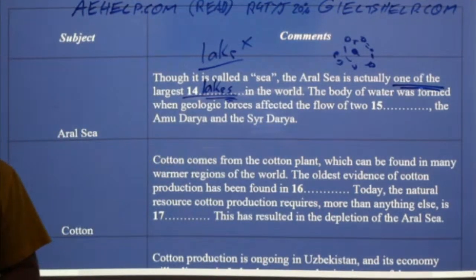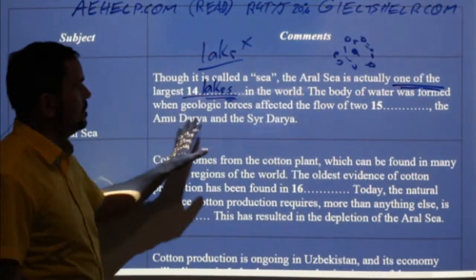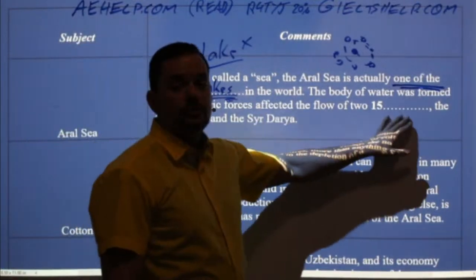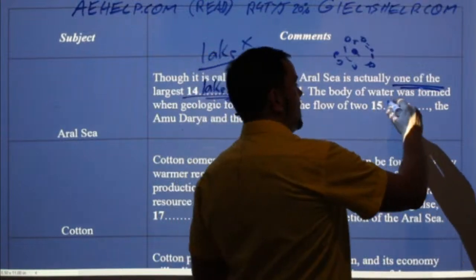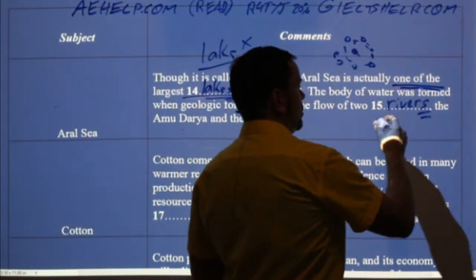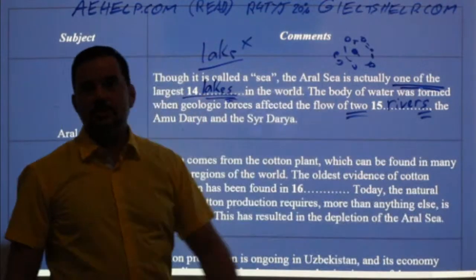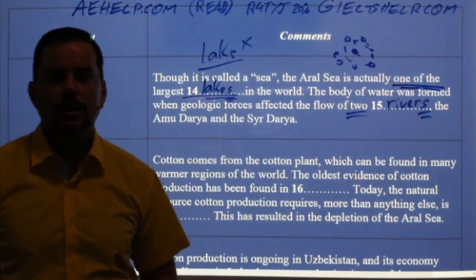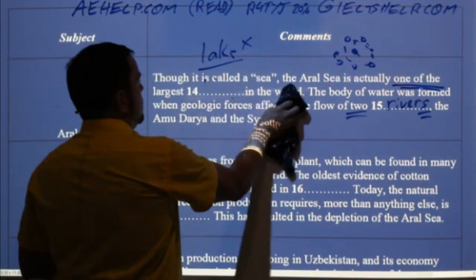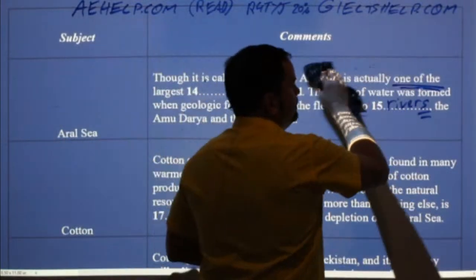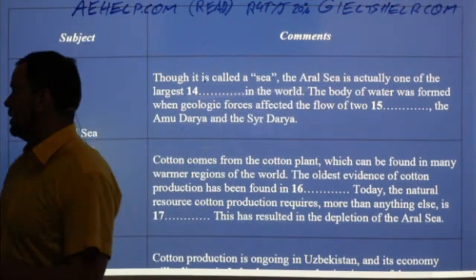right. So next one, the body of water was formed when geologic forces affected the flow of two. And I see that a lot of you are getting rivers, which is great. Now this one, again, it's clearly a plural because it's two rivers. So lakes, rivers, those are the right answers. Okay, very good. Good, good. So lakes and rivers. Remember, one of many. Okay, one of many, always.